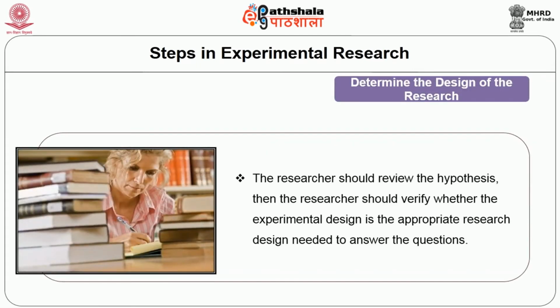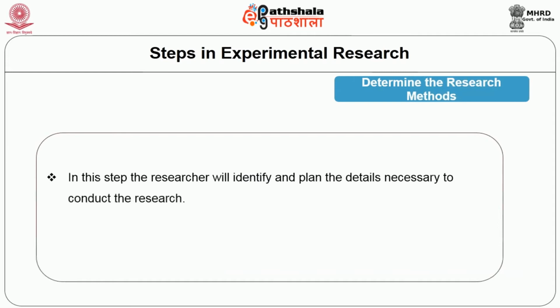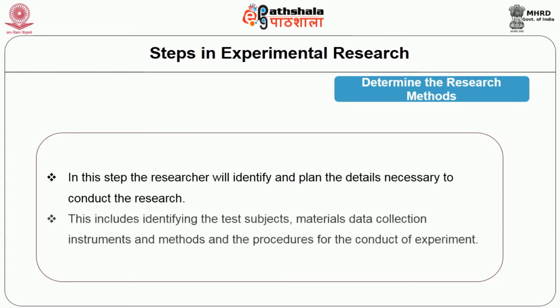And then the next step is to determine the design of the research. The researcher should review the hypothesis, then verify whether experimental design is the appropriate research design needed to answer the questions. Next, the sixth step is to determine the research methods. Here in this step, the researcher will identify and plan the details necessary to conduct the research. This includes identifying the test subjects, materials, data collection instruments and methods, and the procedures for the conduct of the experiment.